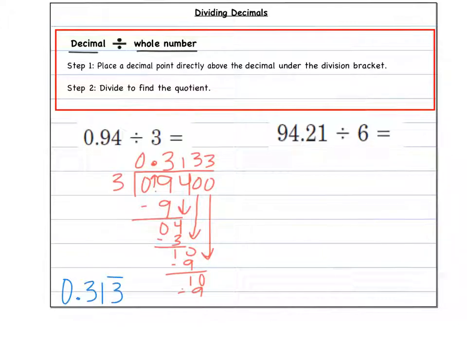So I write that with bar notation. That's what's called when it has a bar above the top. That tells us that that 3 keeps on going. So that right there is my final answer.